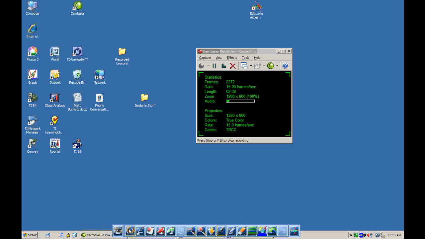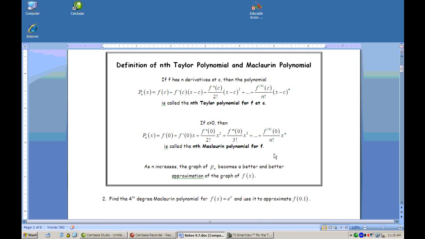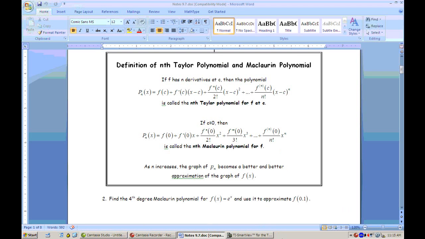It's a formula that looks really, really scary, but is pretty darn simple to use. First off, a Taylor polynomial is the general one, and it's kind of like writing the equation of a tangent line at a specific point, except it's not going to be a line. It's going to be a graph that looks more like the original graph. It's got curves in it. If c equals 0, it has a special name and is called a Maclaurin polynomial.